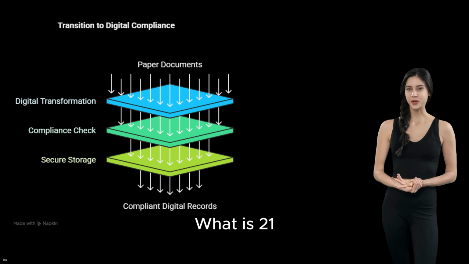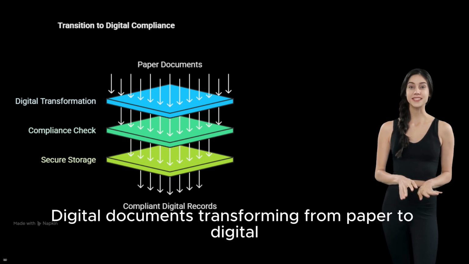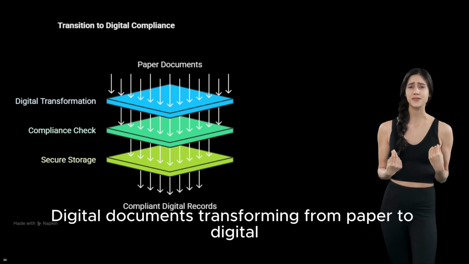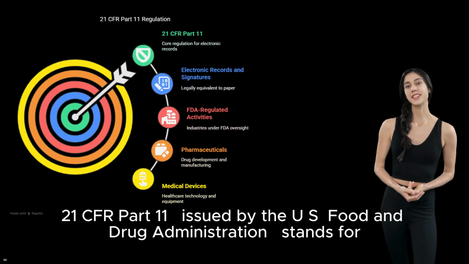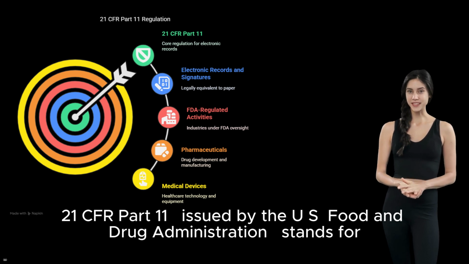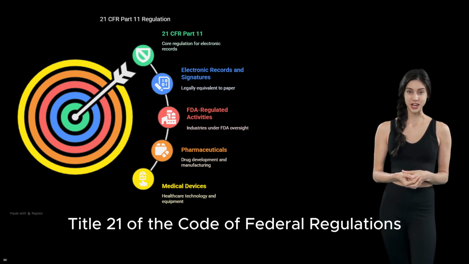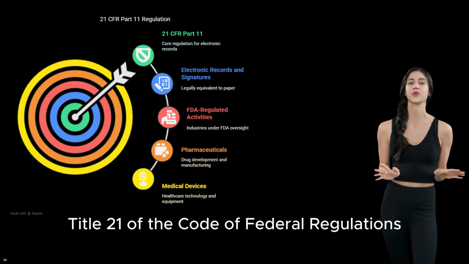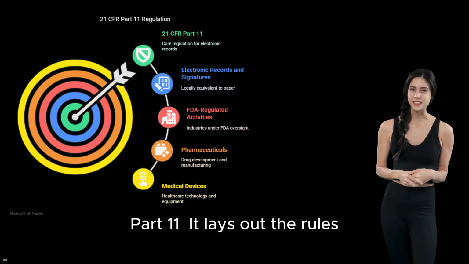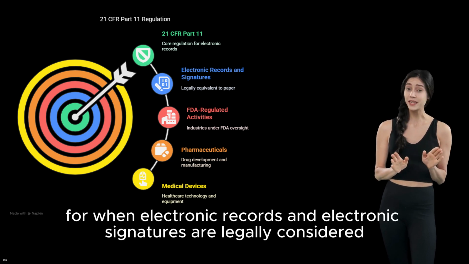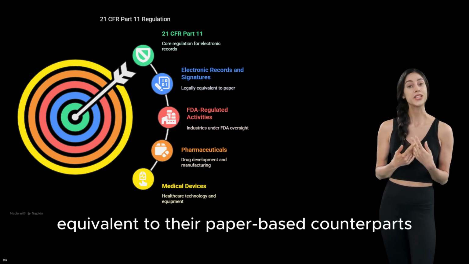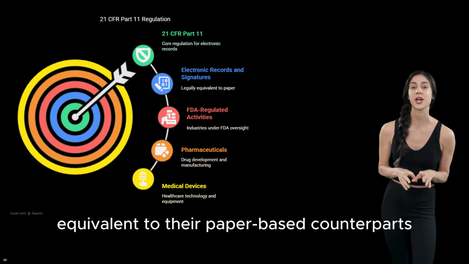What is 21 CFR Part 11? Digital documents transforming from paper to digital. 21 CFR Part 11, issued by the U.S. Food and Drug Administration, stands for Title 21 of the Code of Federal Regulations, Part 11. It lays out the rules for when electronic records and electronic signatures are legally considered equivalent to their paper-based counterparts.